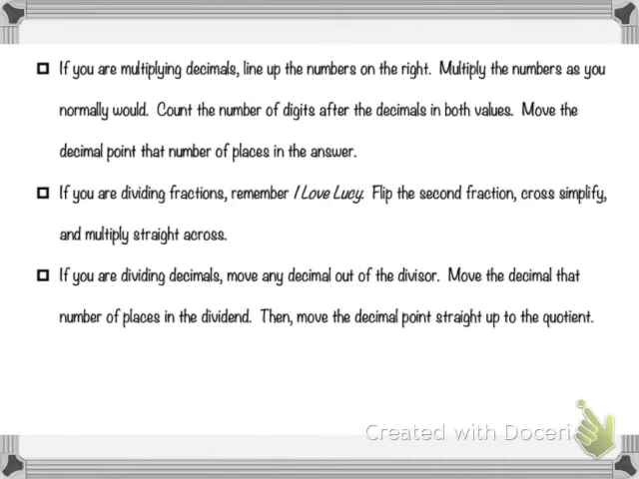If you are multiplying decimals, line up your numbers on the right, multiply as you normally would, then count the number of digits after the decimals in both values. Move your decimal point that number of places in the answer.